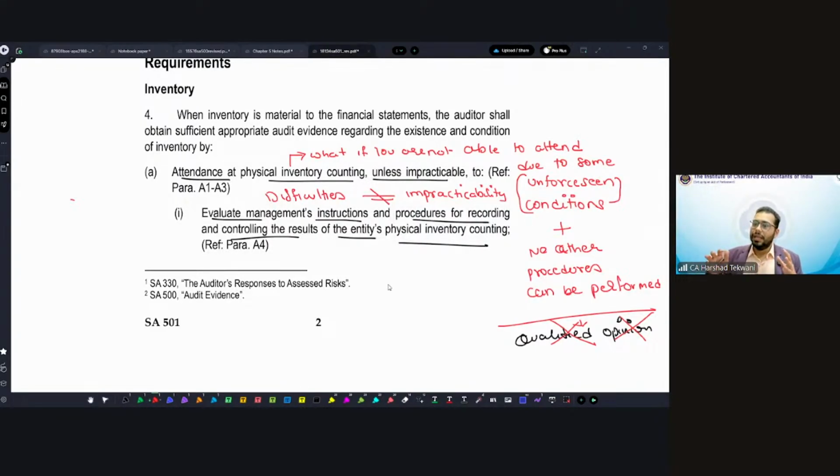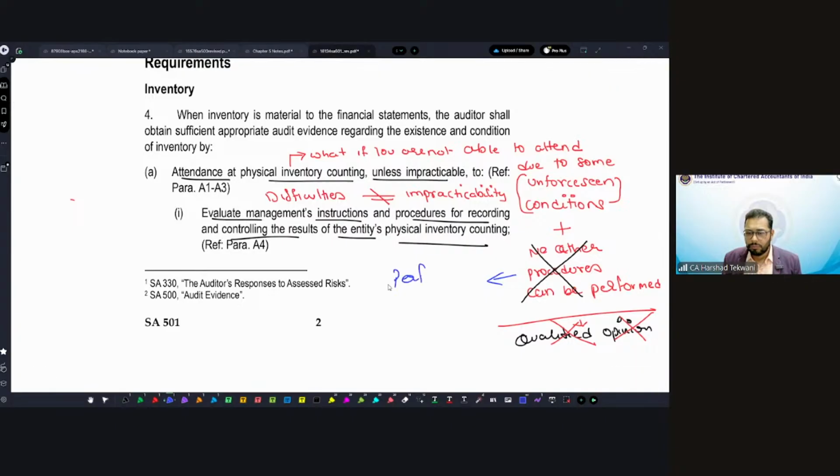My point is that unforeseen conditions and difficulties are not equal to impracticability, and you are not allowed to issue a qualified opinion when there is an unforeseen condition. You need to perform other procedures. Just because of unforeseen conditions, no, perform other procedures. You have to perform other procedures.